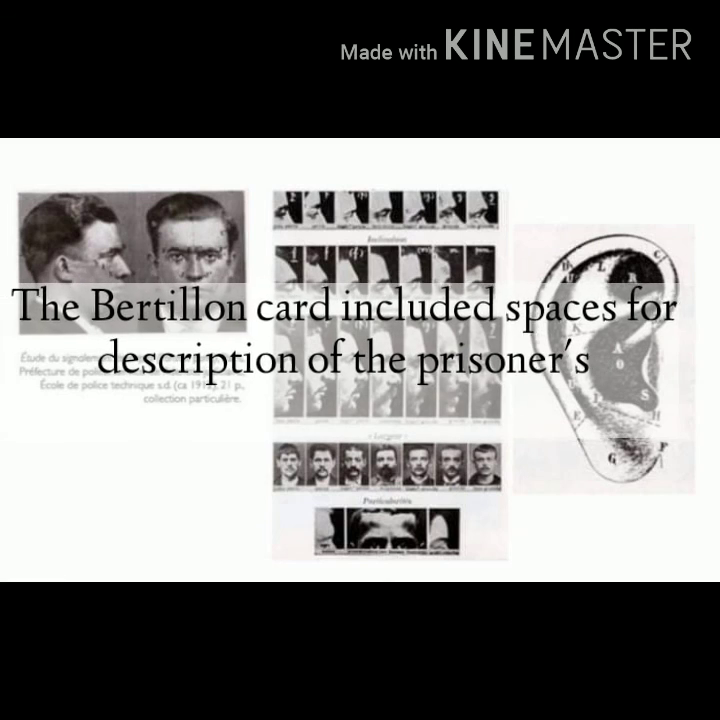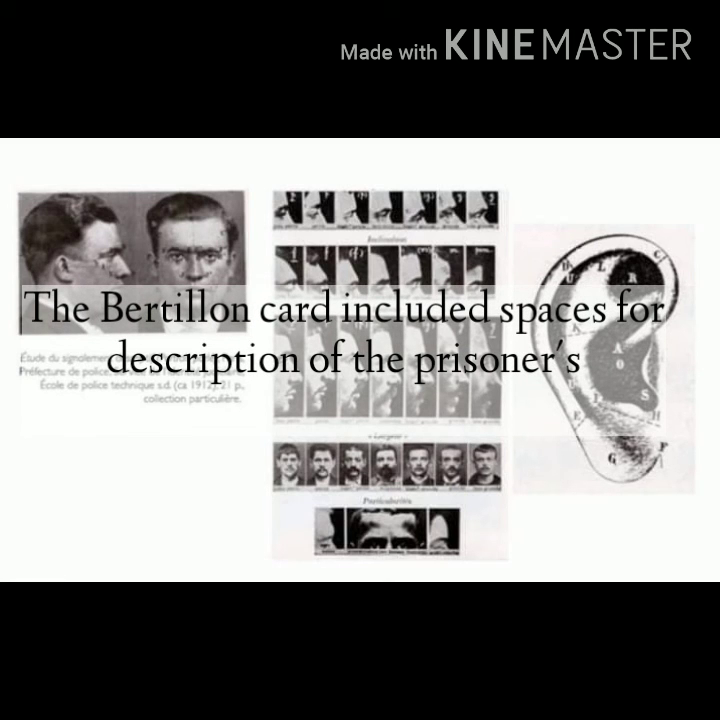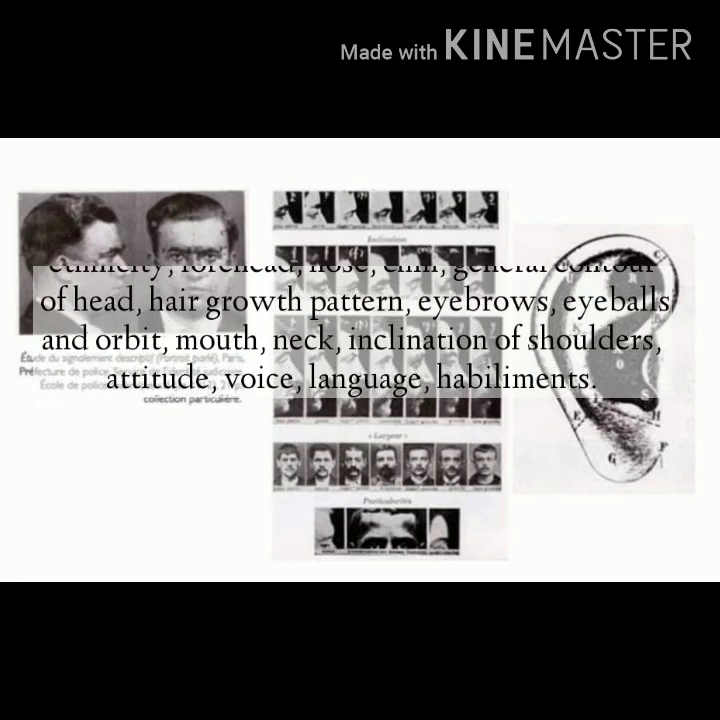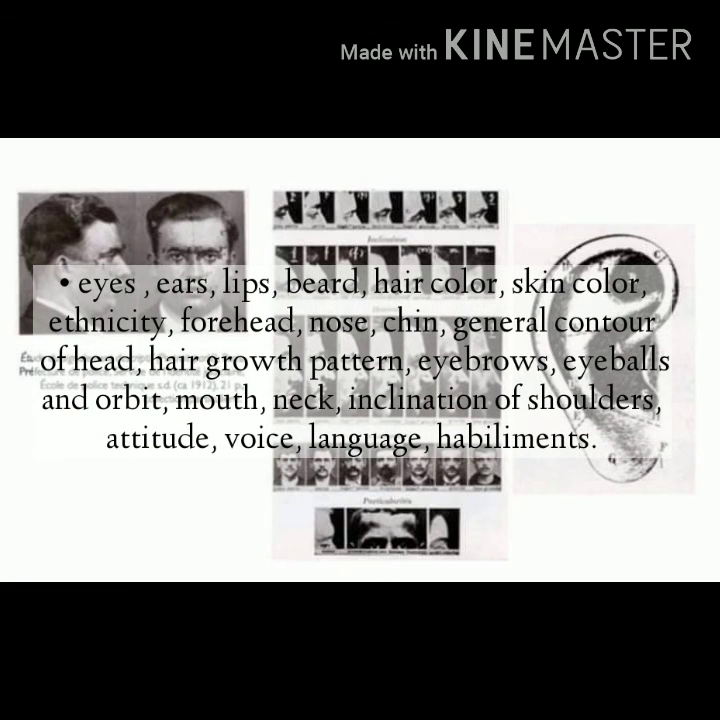The Bertillon cards include space for description of the prisoners: eyes, ears, lips, beard, hair color, skin color, ethnicity, head, nose, chin, general contour of head, hair growth patterns, eyebrows, eyeballs and orbit, mouth, neck, inclination of shoulders, attitude, voice, language, habiliments.